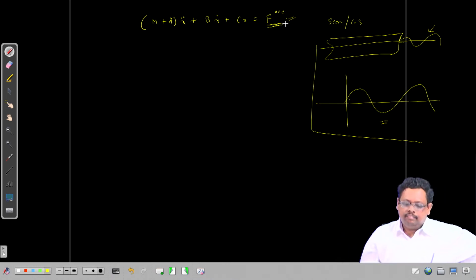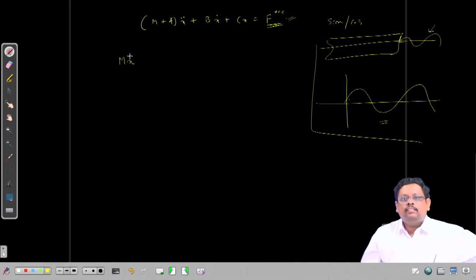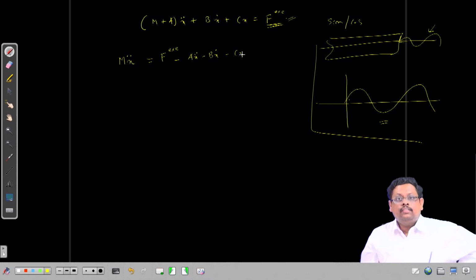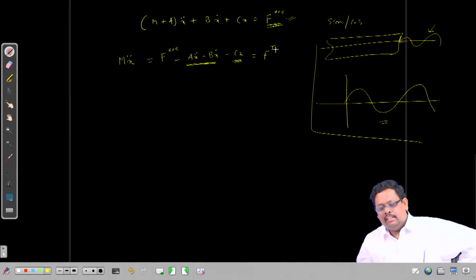Then how do I solve this problem? What we do is, we take this m x double dot, which is the inertial force, on this side, and take all other forces to the other side of the equation. So here I can write it as F exciting minus A into x double dot minus B into x dot minus C into x. We understand this is again linear, because otherwise you really cannot write C into x, right. Here we call this the radiation force that we discussed, and this is a restoring force. So this you can call your total force F t. That is what it says in the flow chart.